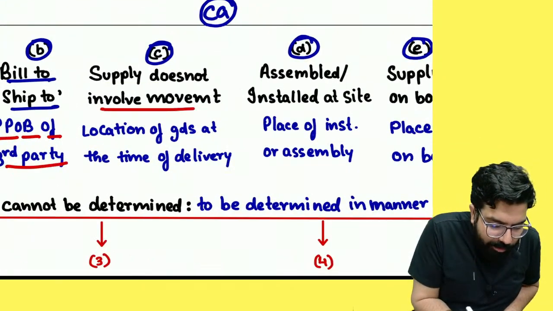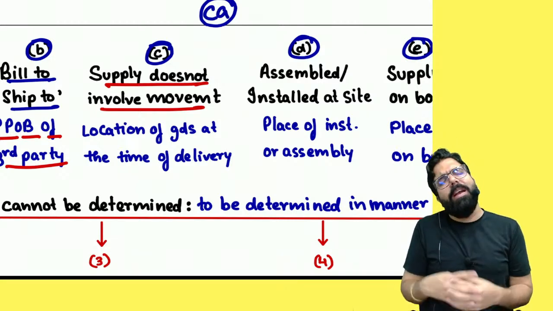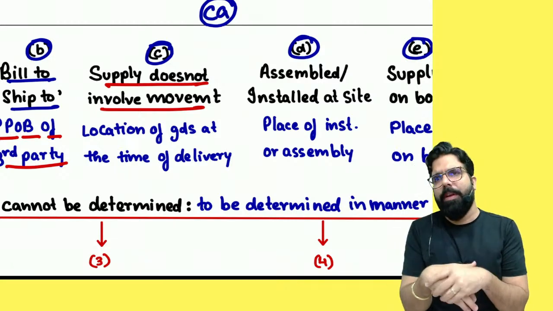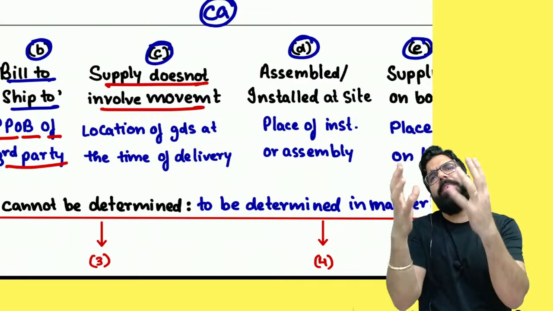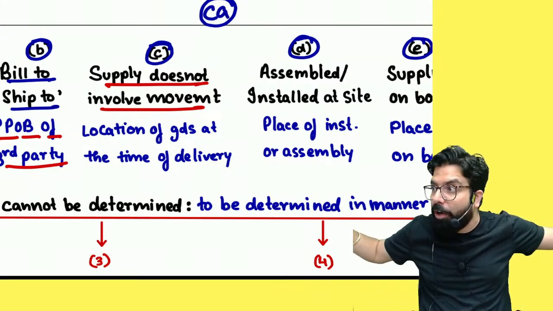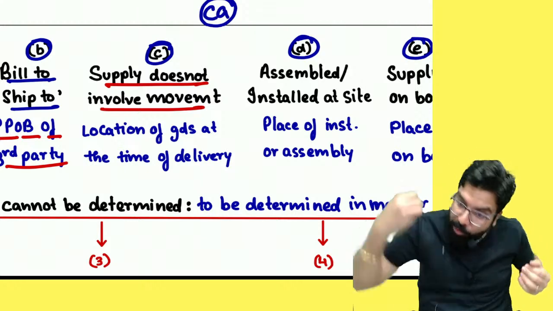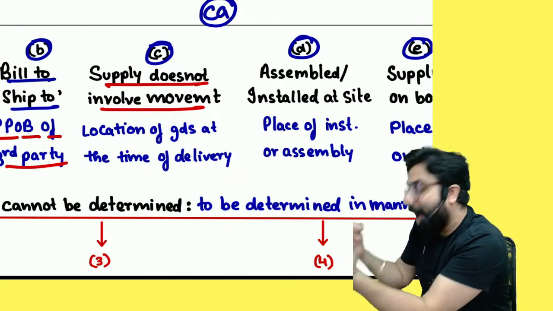Sir, supply does not involve movement. Supply does not involve movement means, supposedly, I am in the state of Karnataka. I have a machine in my factory. You told me, sir, you are leaving, you are selling me the factory, so sell me the machine also. As it is, where it is condition, I sold it. There is no movement, correct or not? My machine is installed in the factory. I sold the factory, I sold the machine also to you. In this scenario, what is the place of supply? I am from Karnataka.